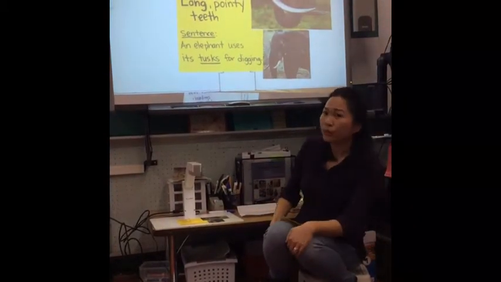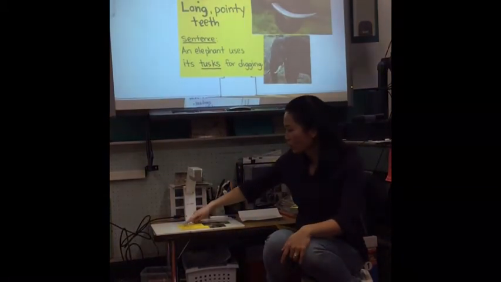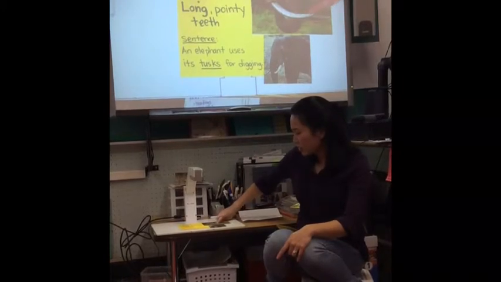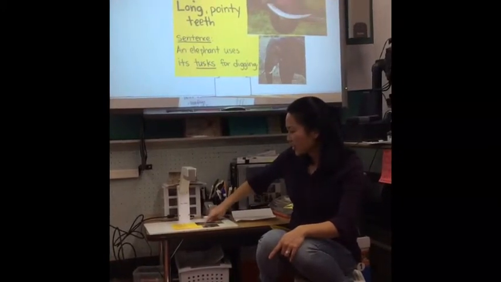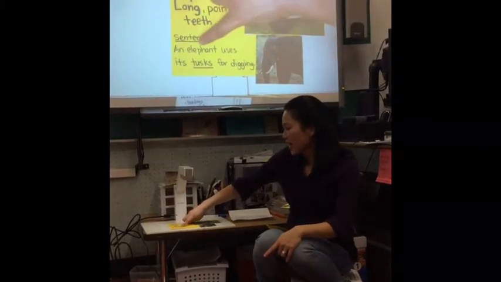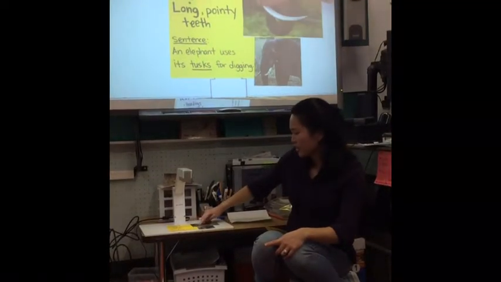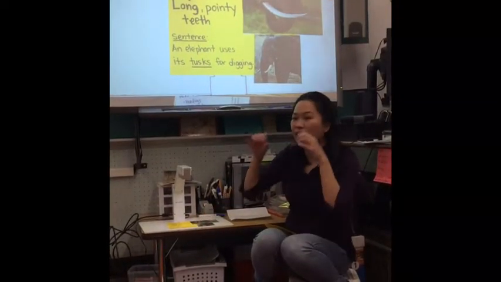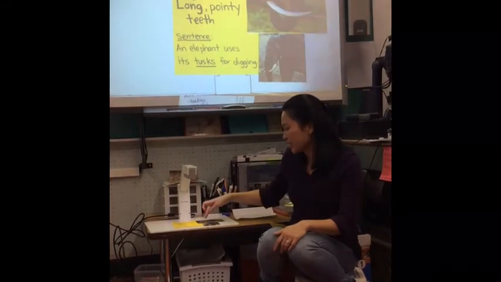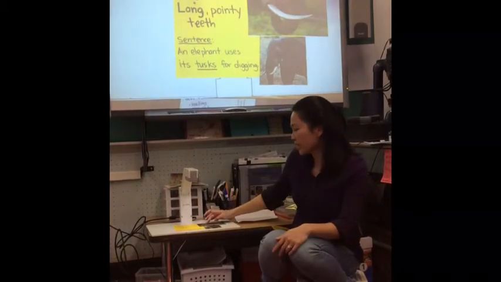So take a look at that word for a minute and take a look at the pictures. Tusks are long, pointy teeth, and that's right here. That's a tusk, okay? And here's a sentence that matches. An elephant uses its tusk for digging. So this part of the elephant's body is used to help them dig for things, okay? So when you hear the word tusk later, you know what it is now, right?